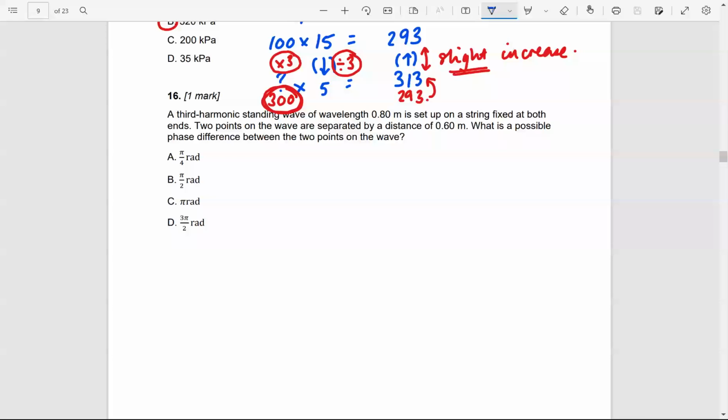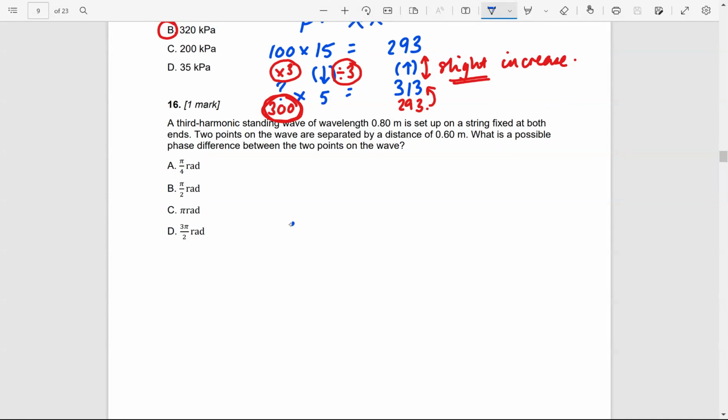Question 16 is talking about a standing wave. It says it's a third harmonic, so that means it has 3 antinodes if it's fixed at both ends. So it's fixed, fixed, and then we have 2 more nodes. Sorry, they aren't perfectly equidistant. Something along the lines of that.